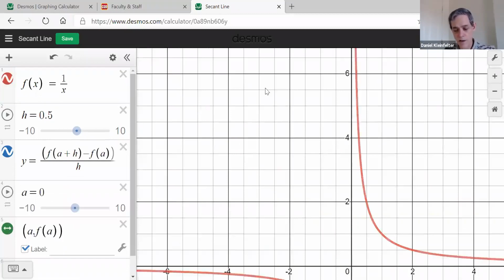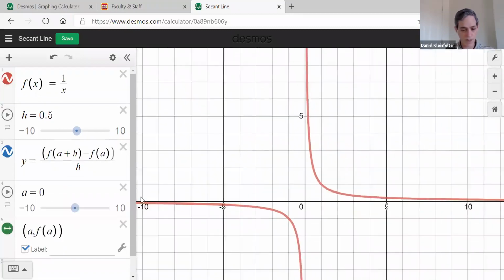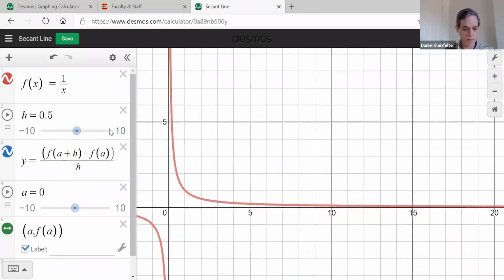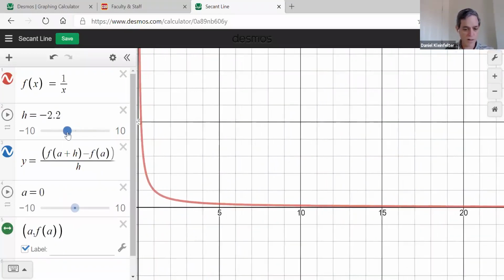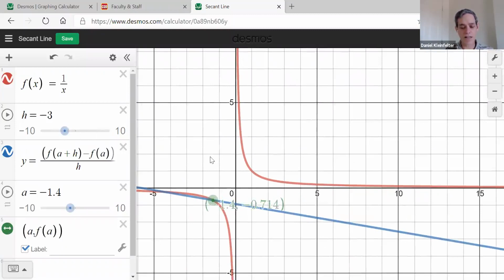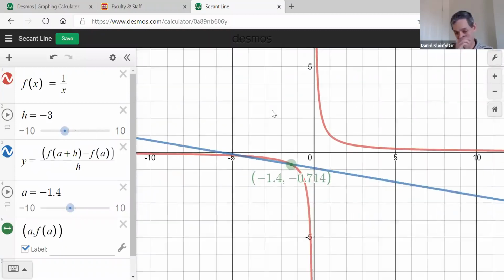Let me see if I could switch to our reciprocal function as well. All right, so here's our reciprocal function. I'm not sure if this may not be able to cope with that division. Let's see. There we go. I had a at 0, and of course it's not going to like a division by 0 there. So there was no blue line for a minute.